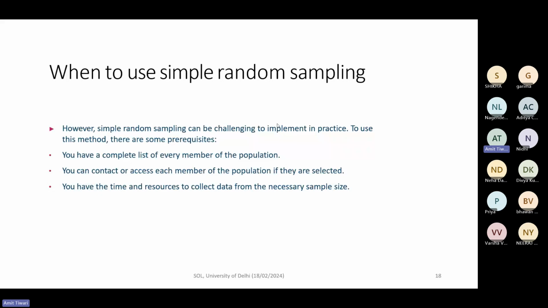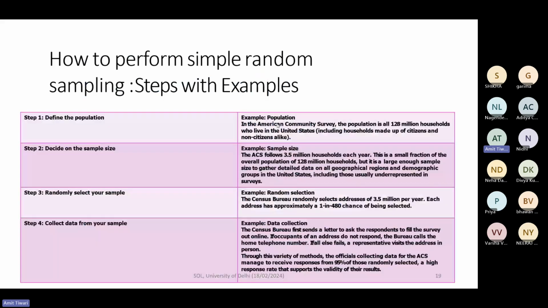So first of all, the first step in this is to define the population. For example, here one example is given that in the American Community Survey, the population is around 128 million households who live in the USA. Then the second step is to decide on the sample size.